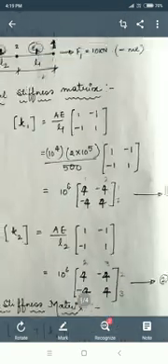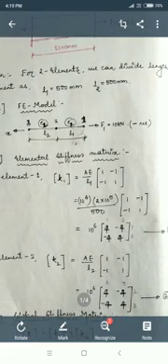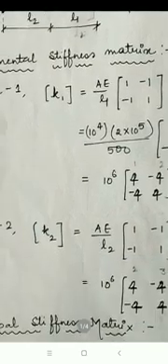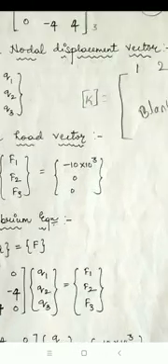Next step is finding the global stiffness matrix. Global means for the entire structure. For the entire element we have to find the stiffness matrix. That we can find by adding K1 and K2. The equation is like this: K equals K1 plus K2, where K is the global stiffness matrix, K1 is the elemental stiffness matrix for element 1, and K2 is the stiffness matrix for element 2.